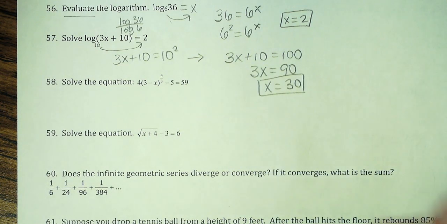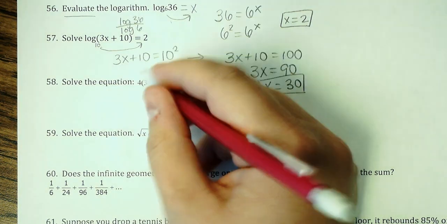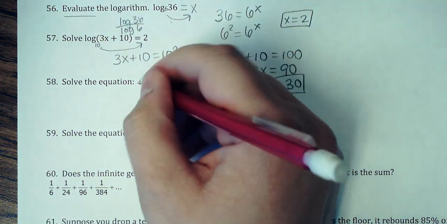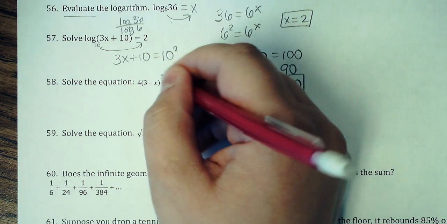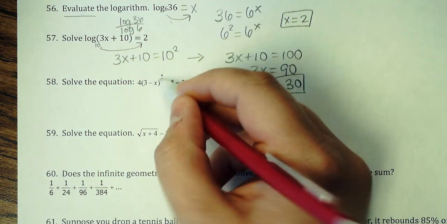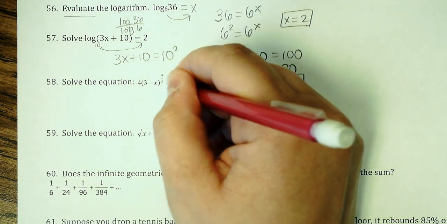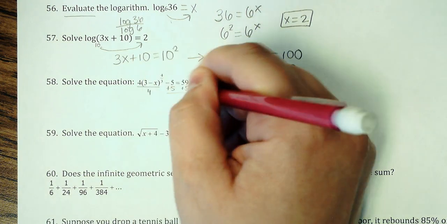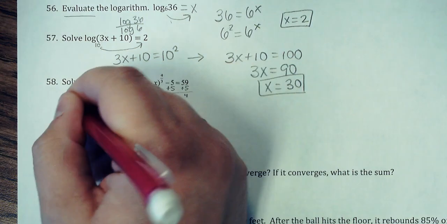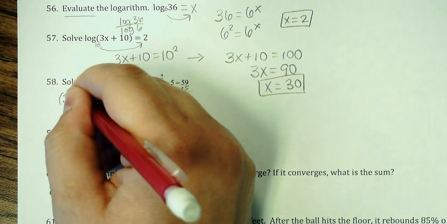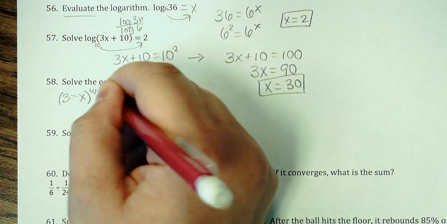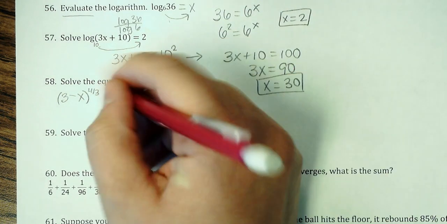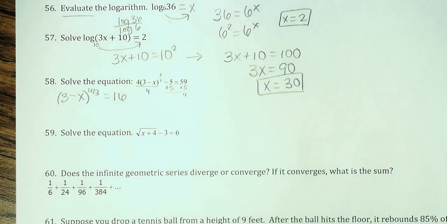Okay, now, number 58 is tricky. You want to isolate this expression that has the 4 to the third power. So don't ever distribute to something with an exponent like that. You want to get everything away from that. So I'm going to add 5, and I'm also going to divide by 4, in the same step because I don't have a lot of space here. We would end up with 3 minus x to the 4/3 power. If I add 5, that's going to give me 64, and then if I divide by 4, that'll be 16.